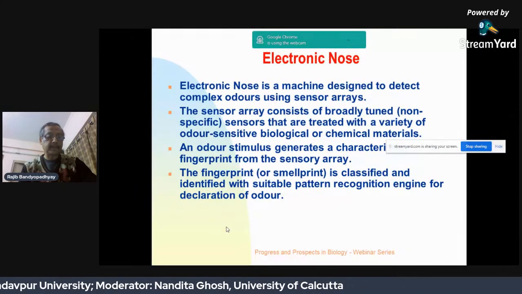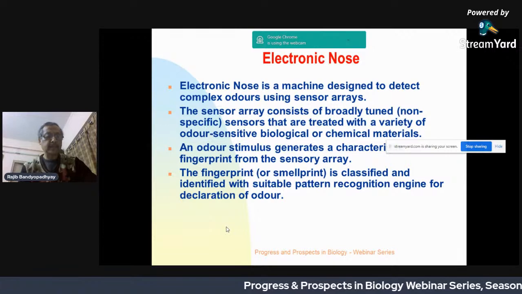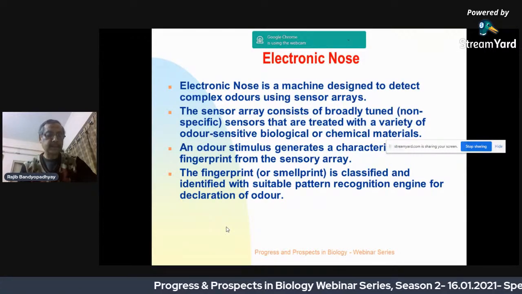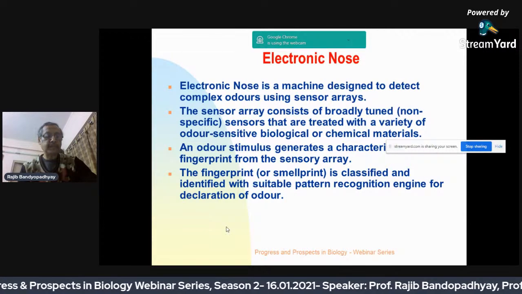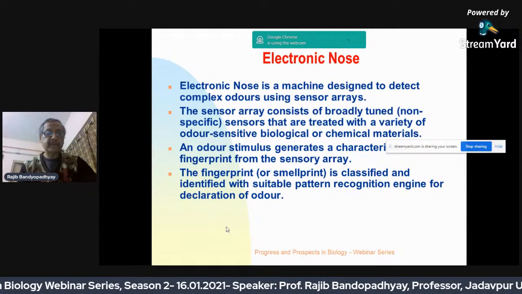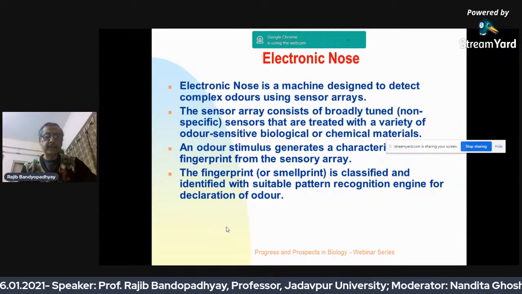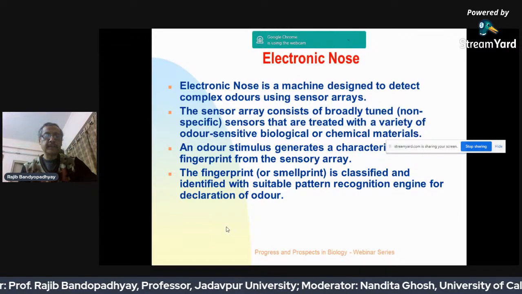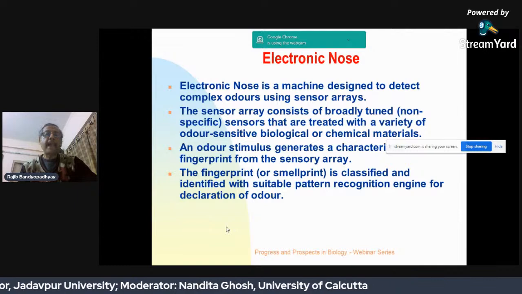Now, one major issue with these sensors is that they are broadly tuned, not specific to a particular compound. For example, sensors are available for oxygen or carbon dioxide; these are very specific sensors. But the sensors we use for an electronic nose are used mostly where a complex mixture is present. For example, in tea, there are hundreds of compounds responsible for the flavor that we get out of tea.